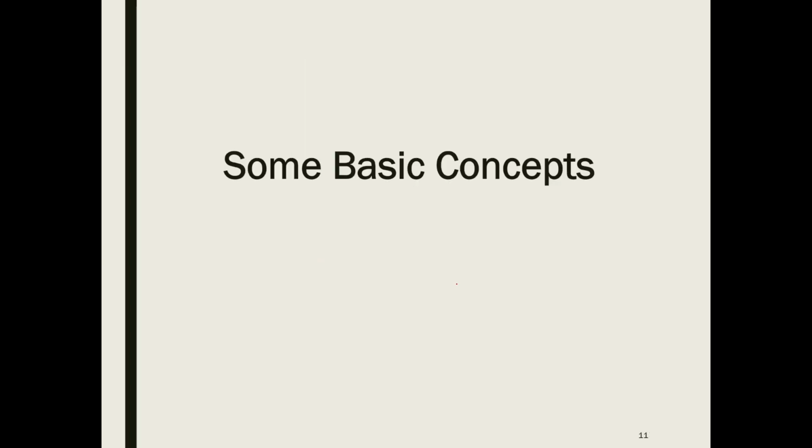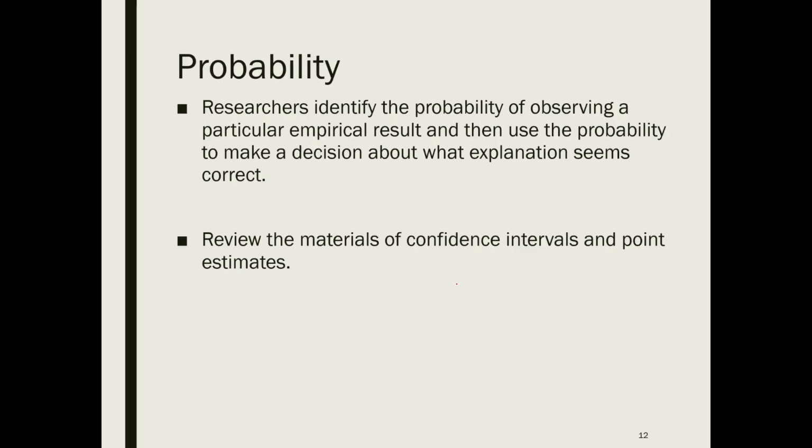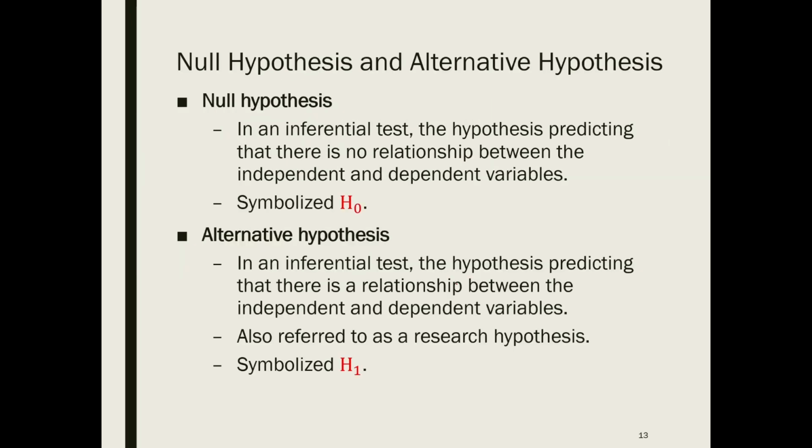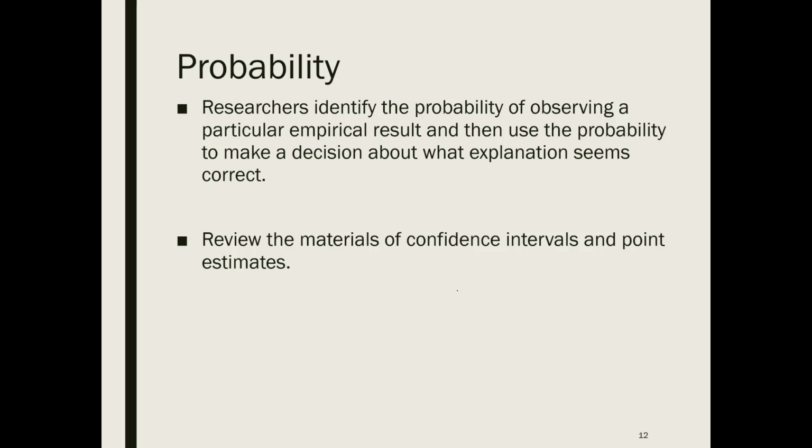So a few more basic concepts. One is the probability. Researchers identify the probability of observing a particular empirical result and use the probability to make a decision about what explanation seems to be correct. The explanation we already talked about at the beginning of this PowerPoint. And you should also review the PowerPoints regarding confidence intervals and point estimates. They cover some very basic things about the probability and why the probability is so important in explaining hypothesis testing.